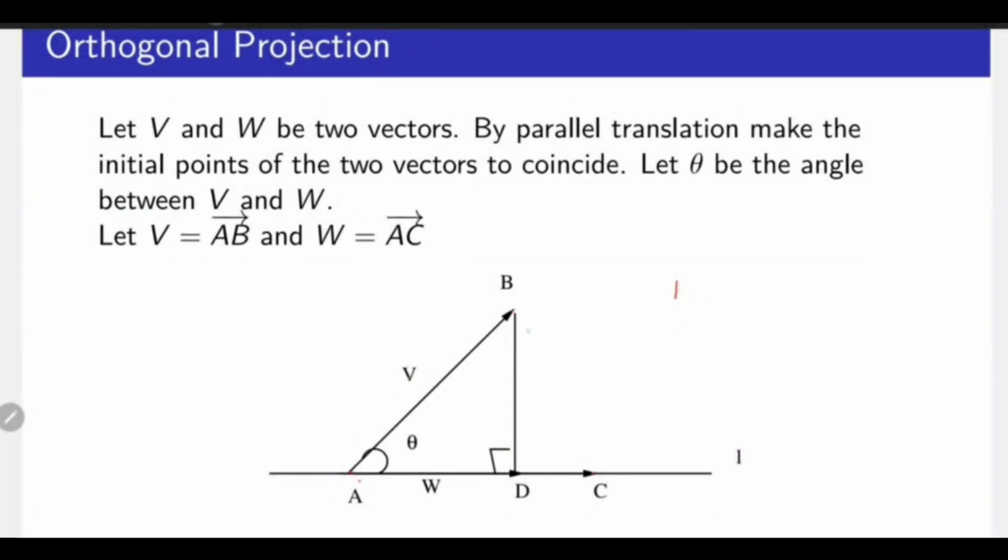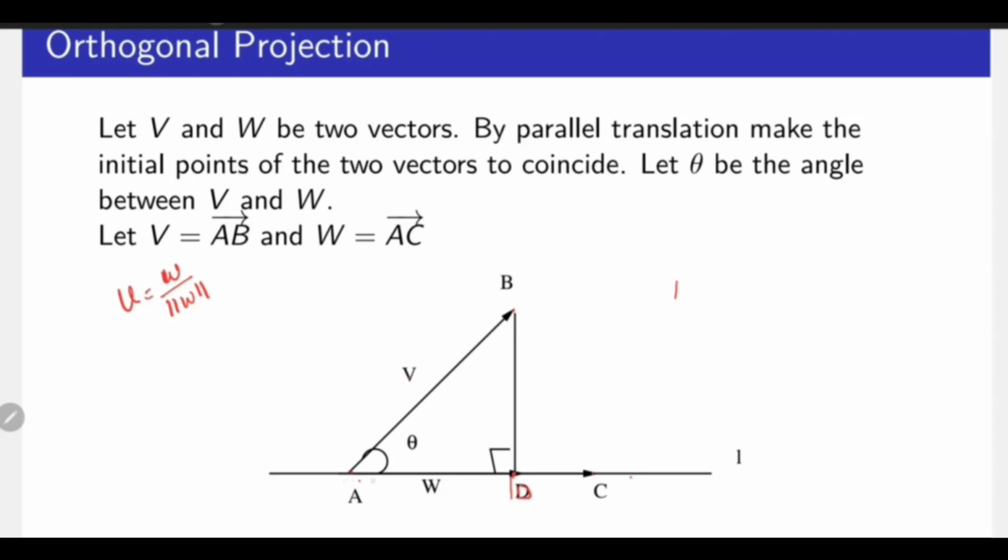So we can draw a perpendicular line that passes through the point B and crosses this line AC, and the intersection point here, let's call it D. For any vector we can have the unit vector in the direction of that vector. So let's assume that u is the unit vector in the direction of w, which is given by w divided by norm of w.